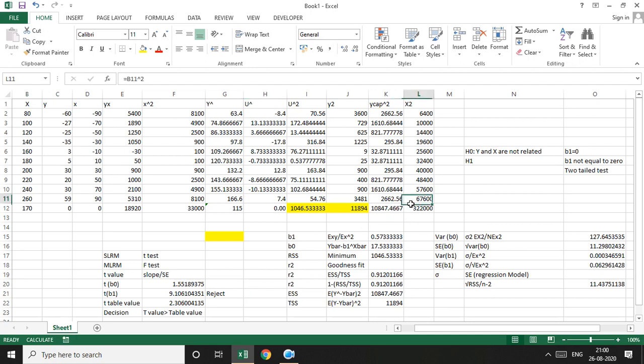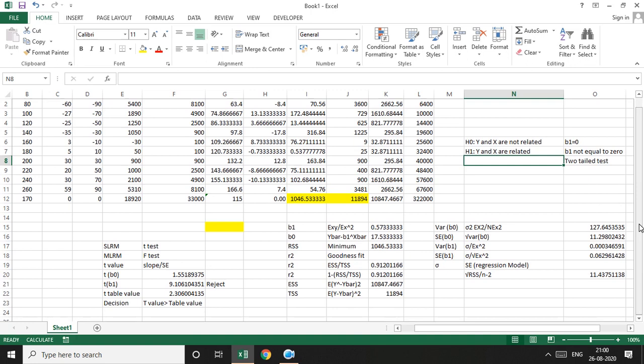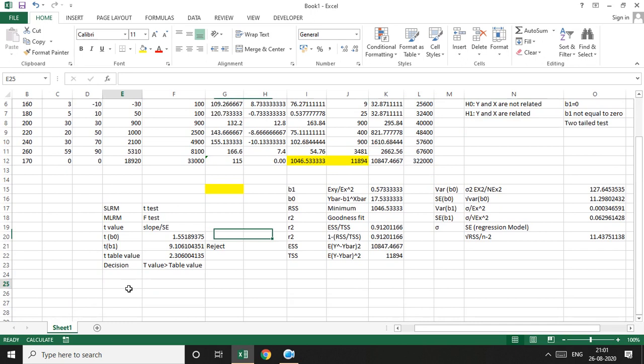Then we reject the null hypothesis. What does it mean? That means y and x are related. Is it okay? So in that way we can find out the t values. Or as an alternative to the t value, we can also use confidence intervals: the confidence interval of beta 0 and the confidence interval of beta 1.